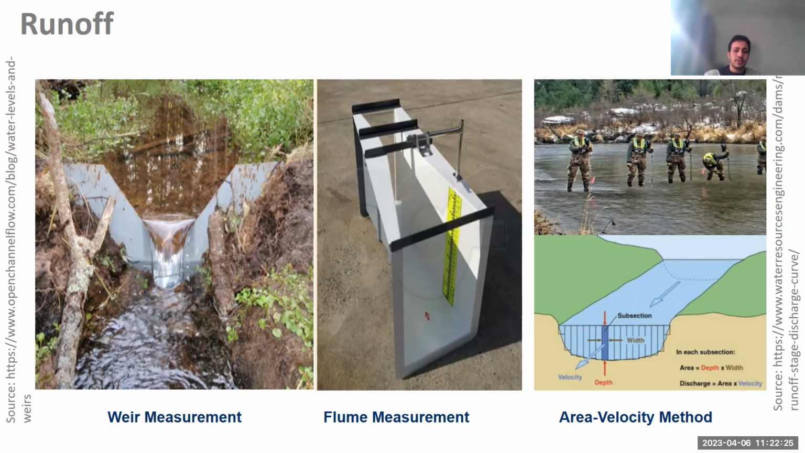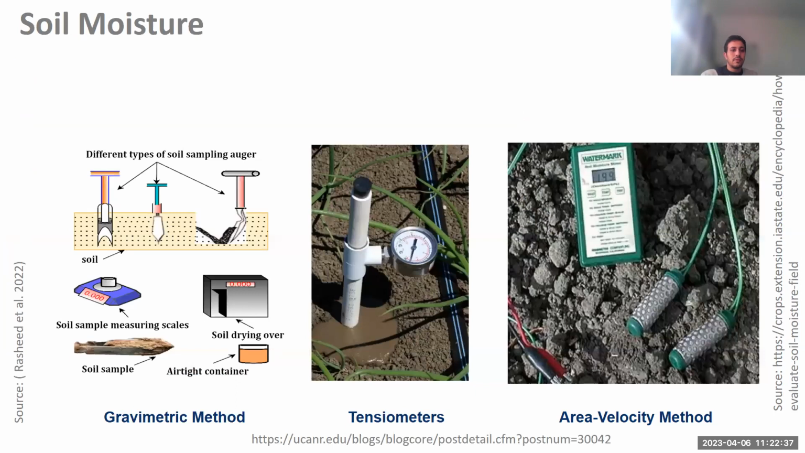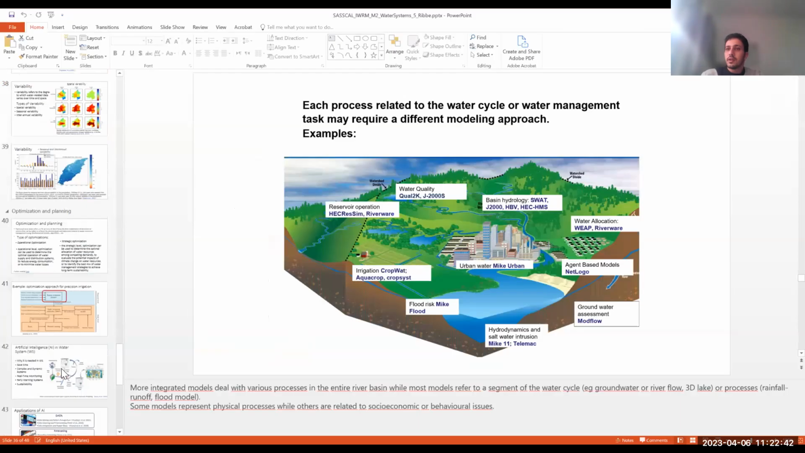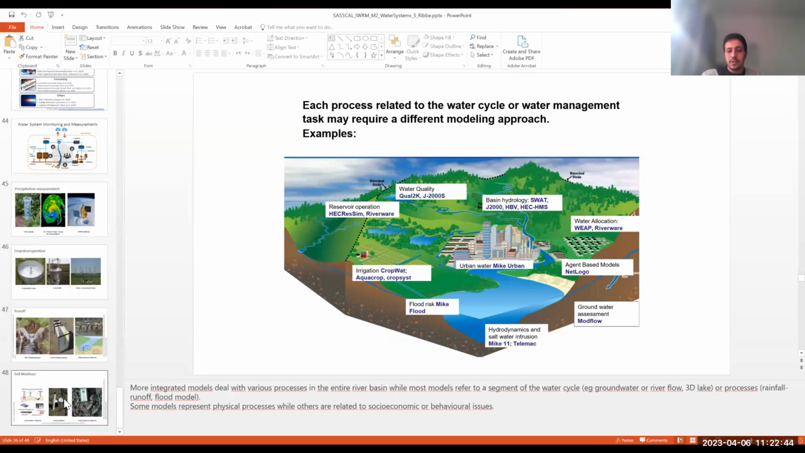Area velocity method, I think, is also commonly used. So yeah, and here also some methods for soil moisture. Sorry, and I think that's the rest of the slides of Lars.